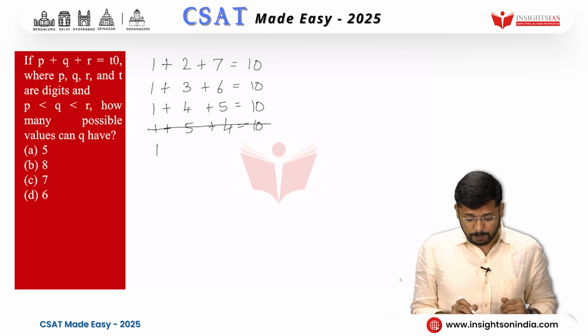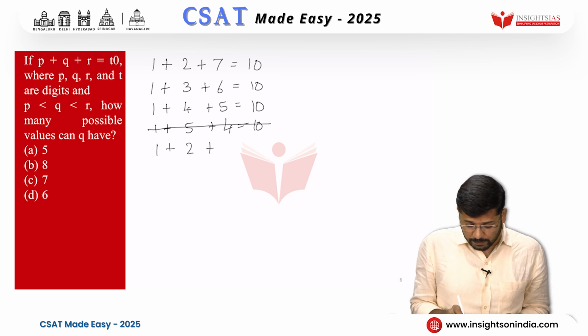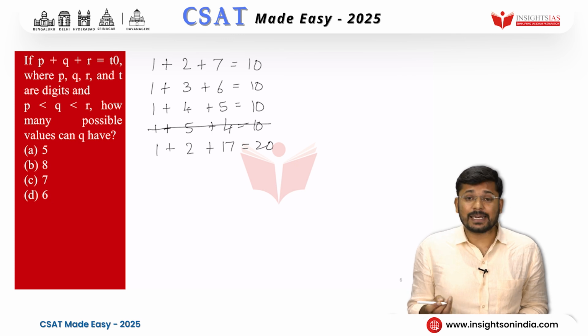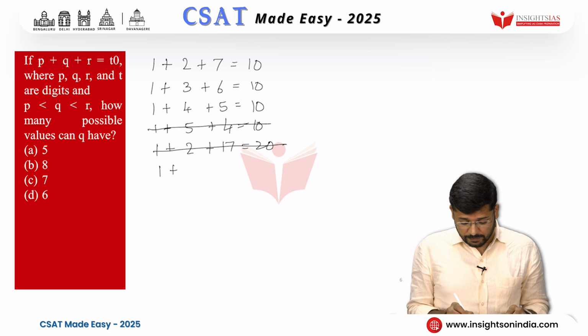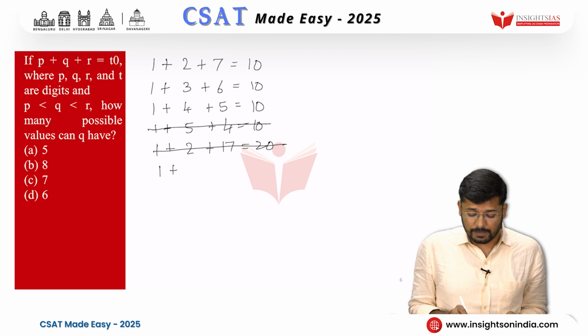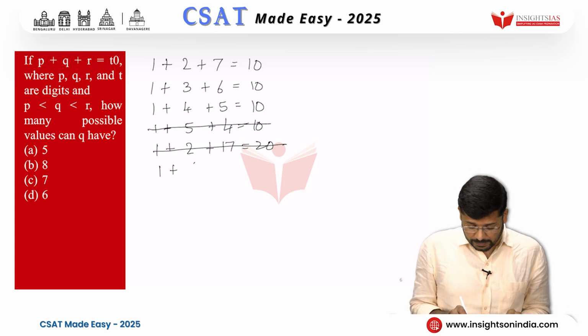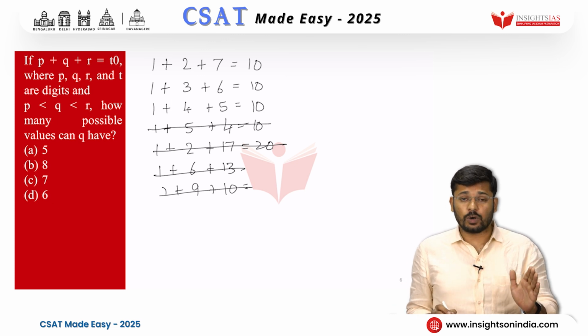Now if P is 1, then if Q is 2, then R has to be 17 to make up a 20, but R is a single digit, so this is not possible. So if P is 1, then if Q is 3, then we will have 16. No, still not possible. If Q is 6, then R has to be 13. No, still not possible. If P is 1 and Q is 9, then we have to get R as 10. That is also not possible because R is a single digit. So 1 is not an option for P at all.